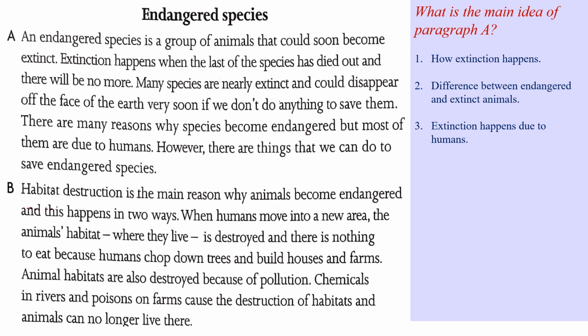Let's take number 1 for example. Does it say anything about how extinction happens? It says when extinction happens, not how. Number 2, difference between endangered and extinct animals. It may be close, it seems to be close. 3, extinction happens due to humans. It says this, but it's only a part of it. It's an example. It does not apply to the whole paragraph. Therefore, option 2 seems to be the best answer.